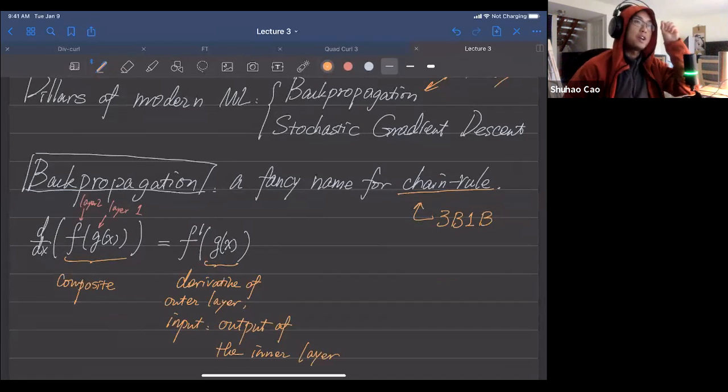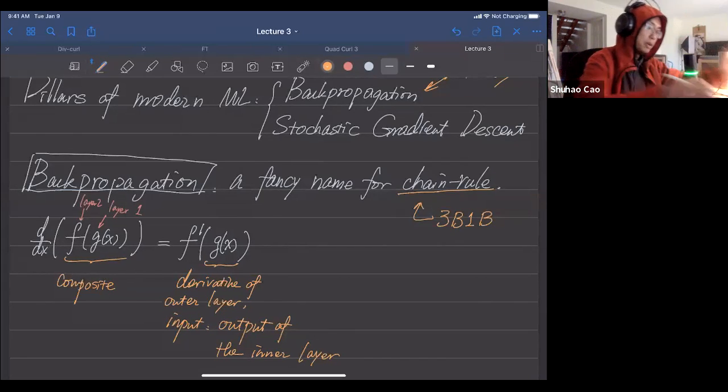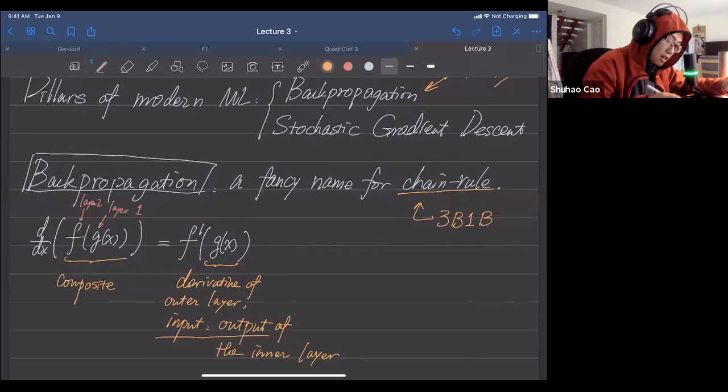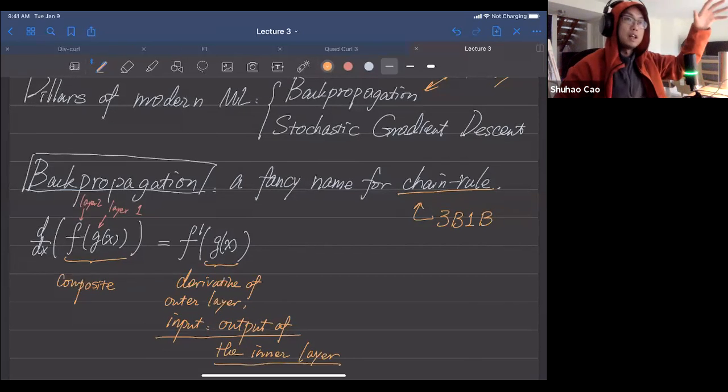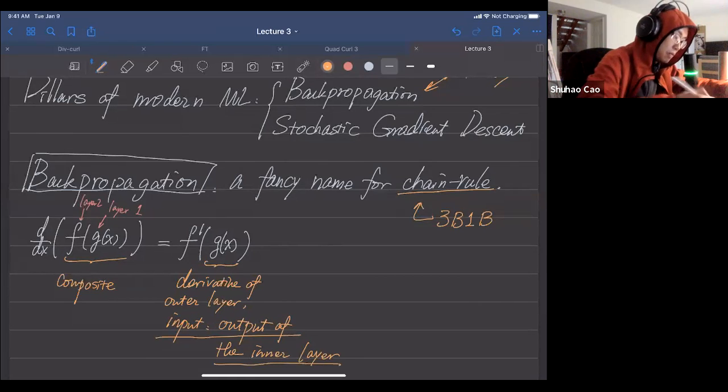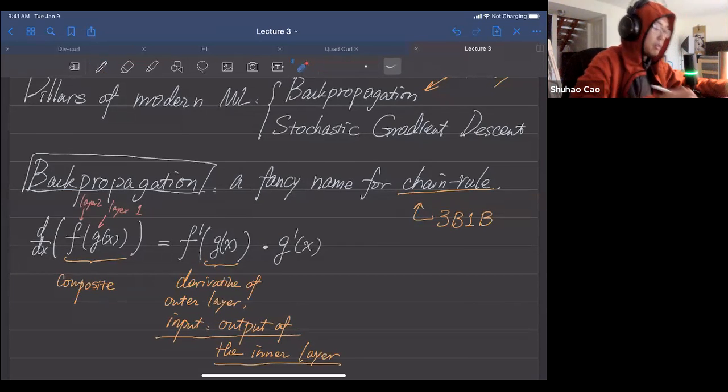And this actually characterizes the chain rule in the most precise way. This is the key: the input of the outer layer function is actually the output of the inner layer function. And then we multiply g prime of x, which is the derivative of the inner layer.